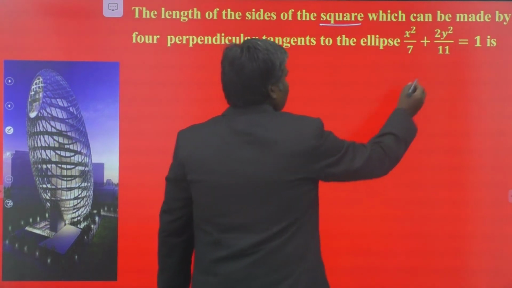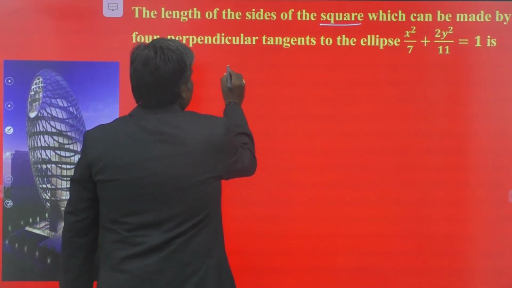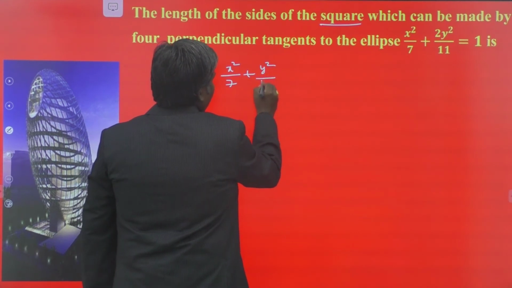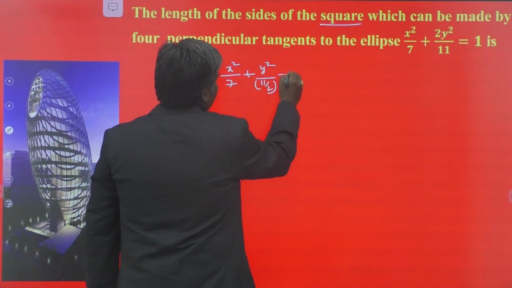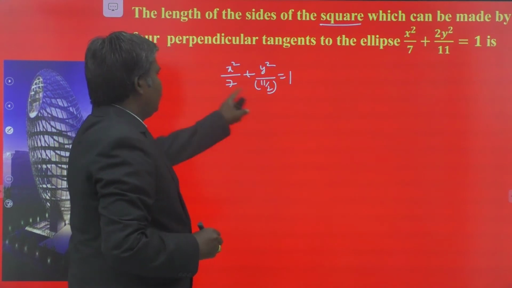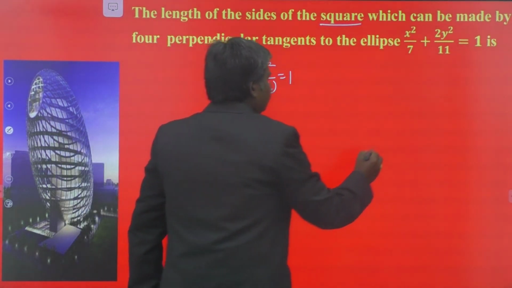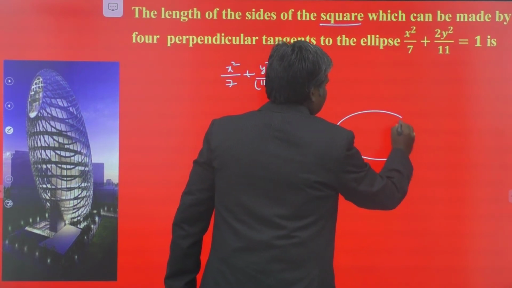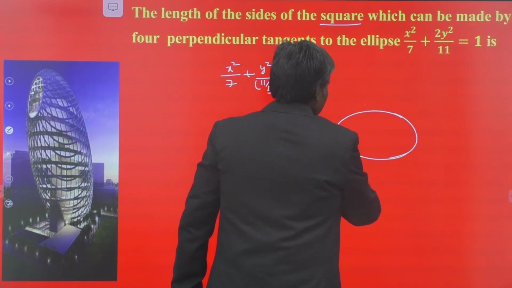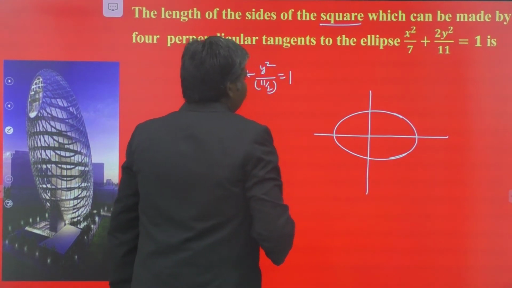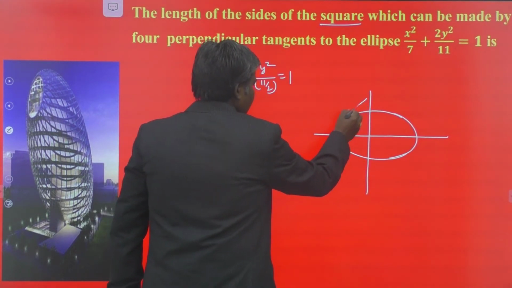This is x square by 7 plus y square by 11 by 2 is equal to 1. This is the standard form. Here also it is a greater than b case. So we have the ellipse in this manner. Now we write one square.